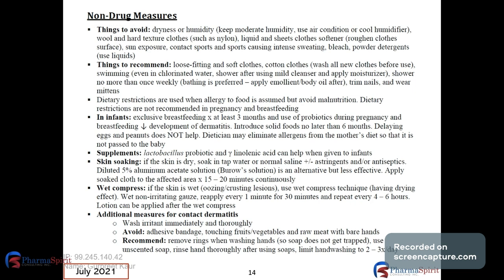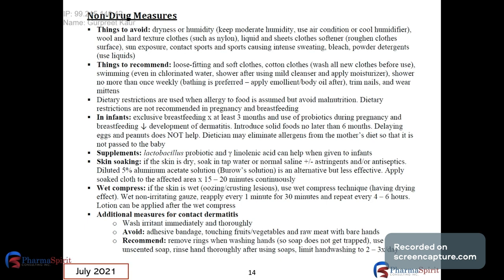There's also what we call wet compress. With wet compress, we will also use water, but we will use it for the skin when it's wet. So these are two different opposite techniques. Soaking is when we apply a cloth soaked in water on the affected area and leave it for 15 to 20 minutes. This will help with the dryness. The wet compress that we'll describe now helps when the skin is wet.